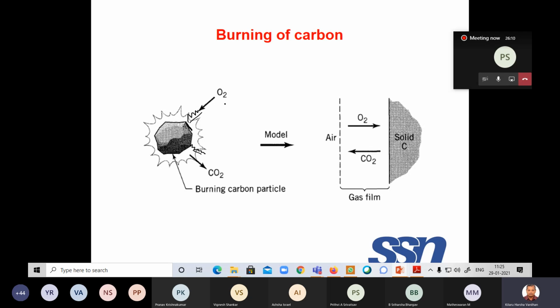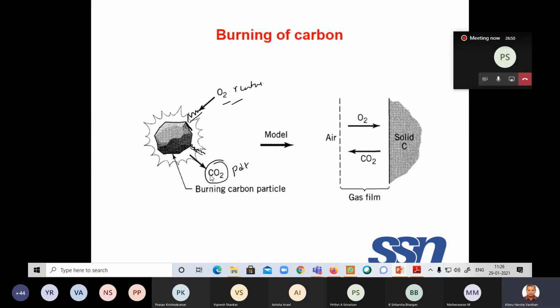So this is one step: oxygen penetrating through this bulk layer is one step. The second step is, once the oxygen reaches the solid surface, there will be a reaction on the surface. The product from the surface will be desorbed and diffuse through this gas film to come out. That is the third step. That is the product, and this is the reactant. So the reactant goes in, reacts, and then the product is formed.